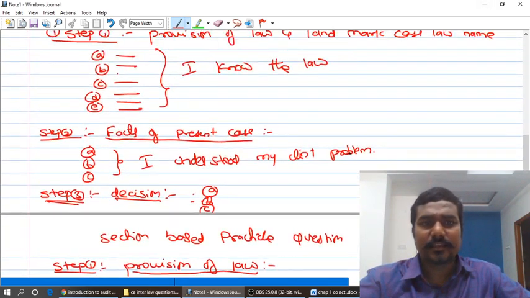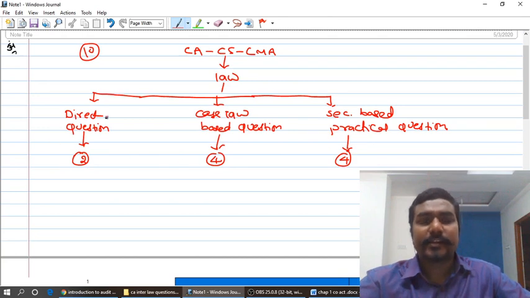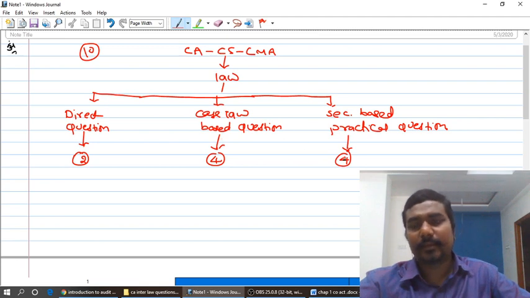Basically, questions are of 3 types. Again I am telling you, one is direct questions, another is case law based questions, and another is section based practical questions. It is better not to expect direct questions in the exam. You may get only 20% of this kind of questions. Next, case law based questions will be there and practical based questions will be there.